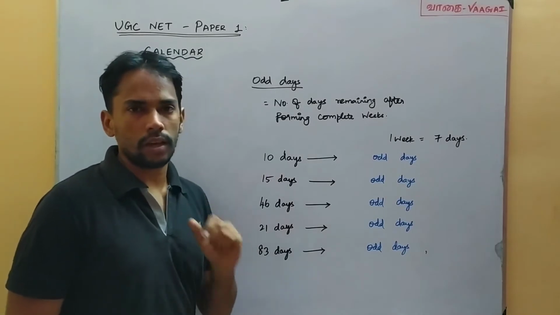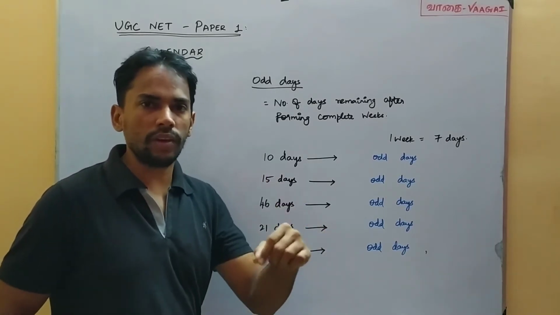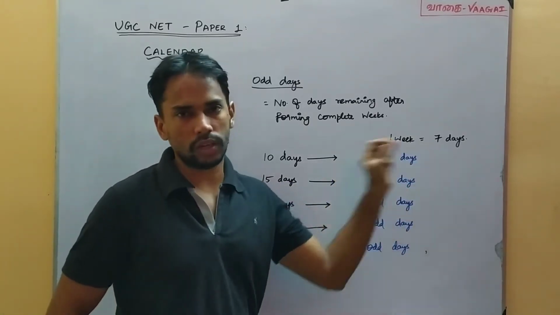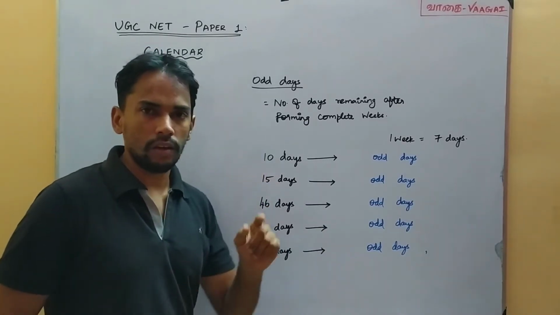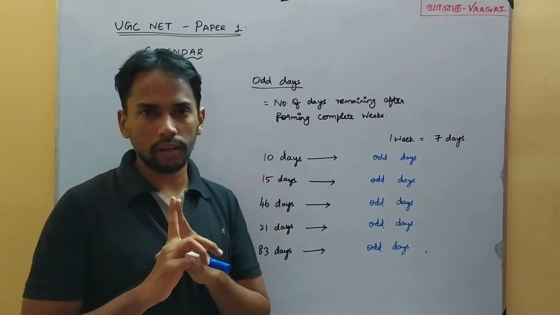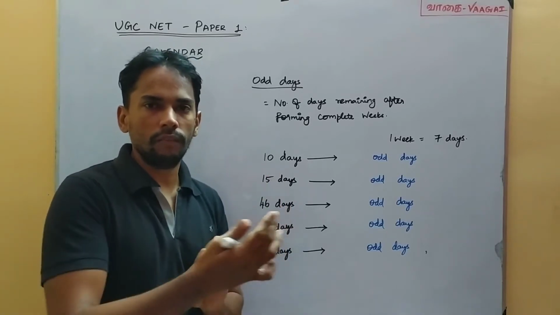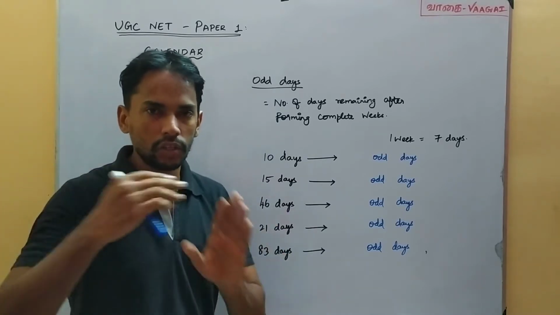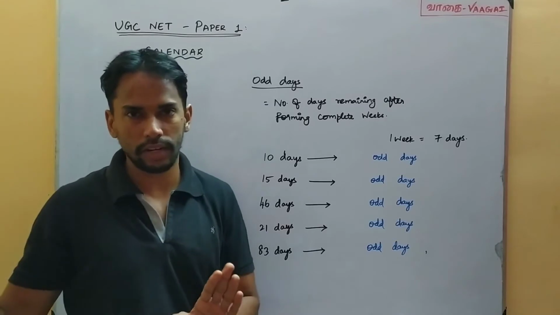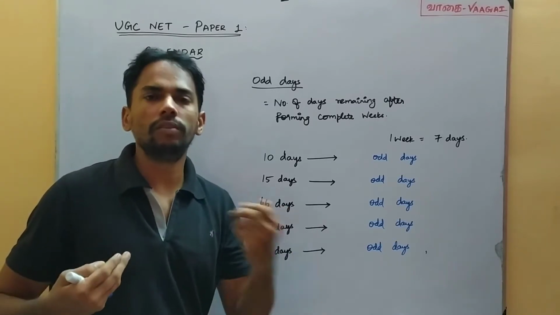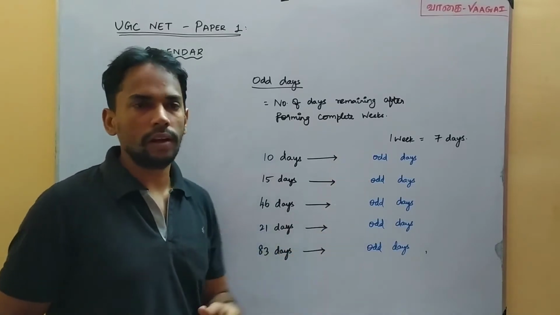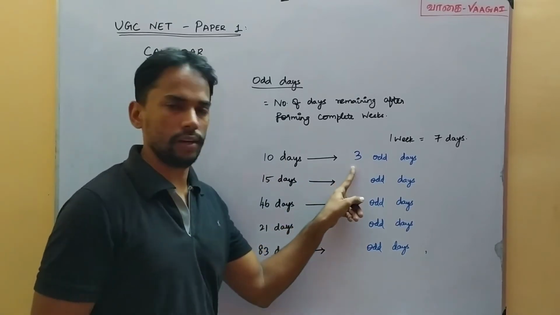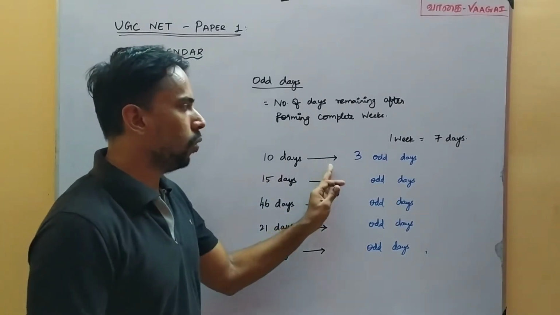Take 10 days. If we have 10 days, how many weeks can we form using those 10 days? We already know that 1 week is equal to 7 days. So using 10 days, we can surely form one complete week. After forming that week, we eliminate those first 7 days. So how many days are left over? 10 minus 7 gives 3 days. So for 10 days, we get 3 odd days. Is the logic clear? This is how we form odd days.